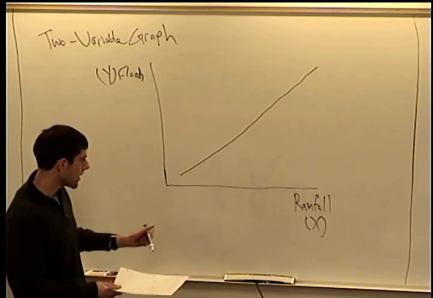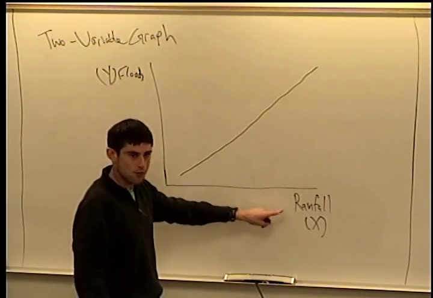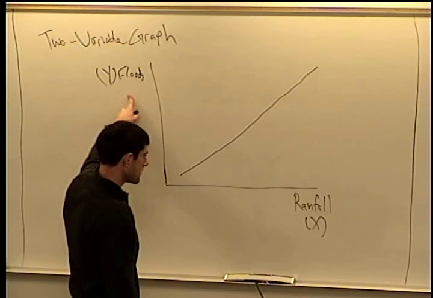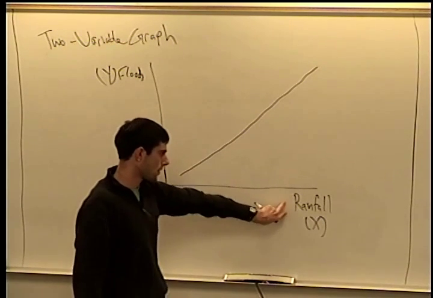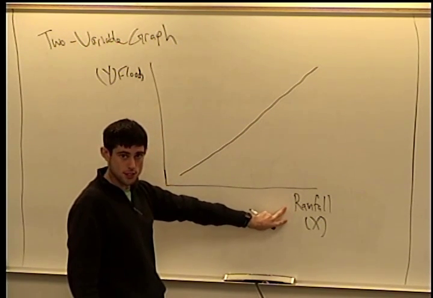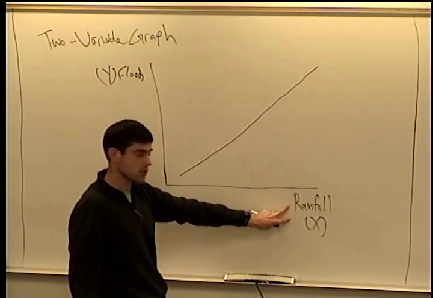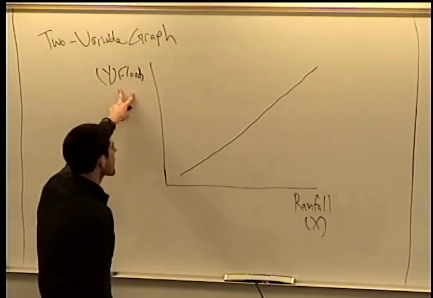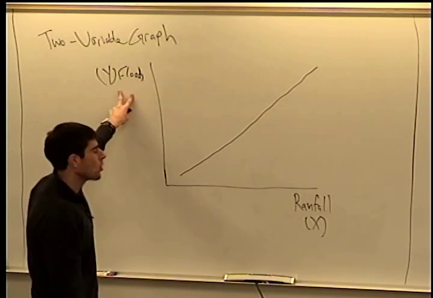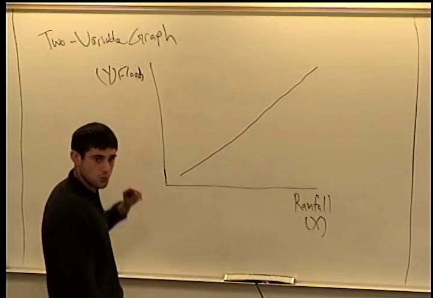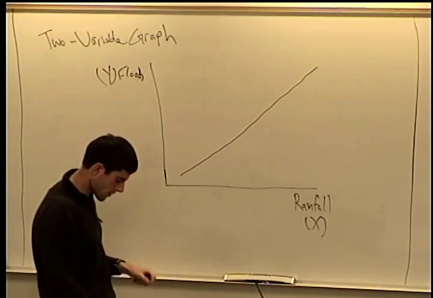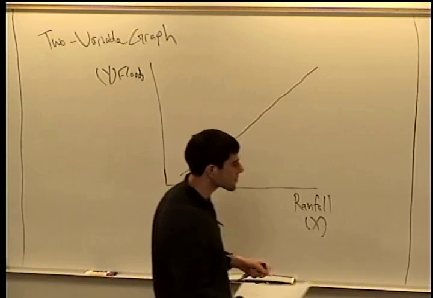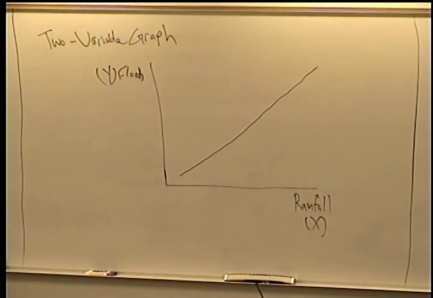So we have our independent variable, and we say that rainfall is going to cause flooding. So our independent variable, rainfall, which is the causing factor, goes on our x-axis. And on the y-axis is our dependent variable, or we say that x is going to cause y. Okay, so this is our 2 variable graph.